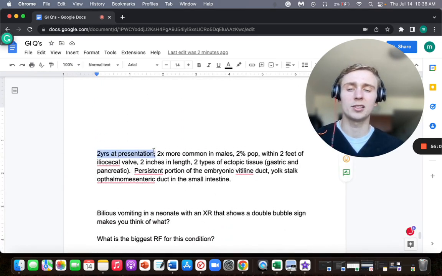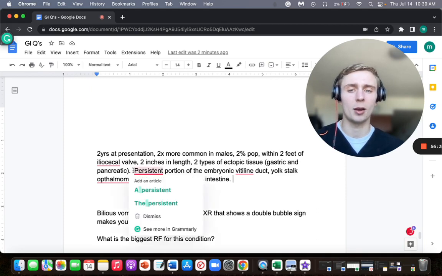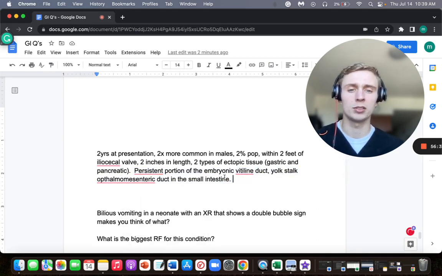So 2 years at presentation, this is going to be Meckel's diverticulum. 2 years at presentation, 2 times more common in males. 2% of the population actually have this. It's within 2 feet of the ileocecal valve, if you stretch out the small intestine. 2 inches in length. 2 types of ectopic tissue. That's going to be gastric and pancreatic tissue as well. And this is the anatomic area: persistent portion of the embryonic vitelline duct, yolk sac, and omphalomesenteric duct of the small intestine. So that's the actual anatomic problem that's going on, and it's a residual portion of the embryonic vitelline duct.